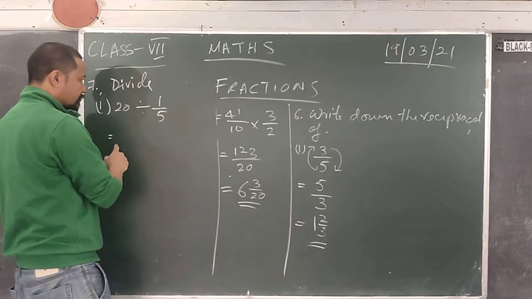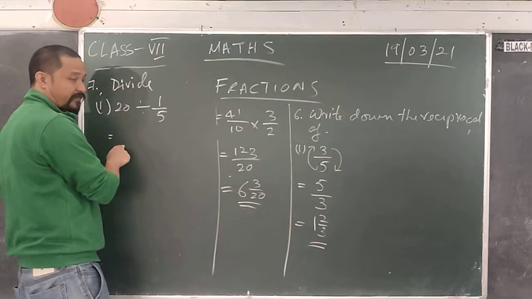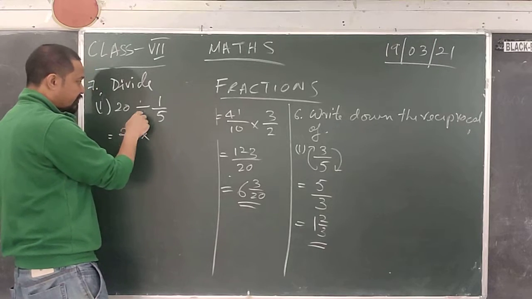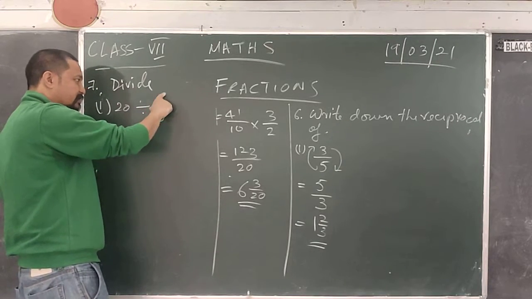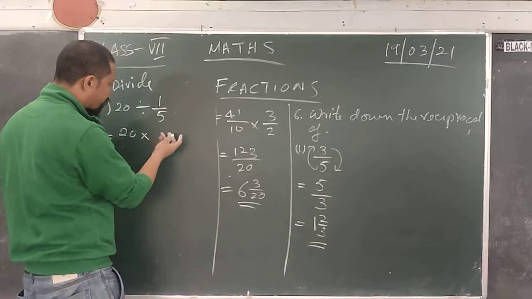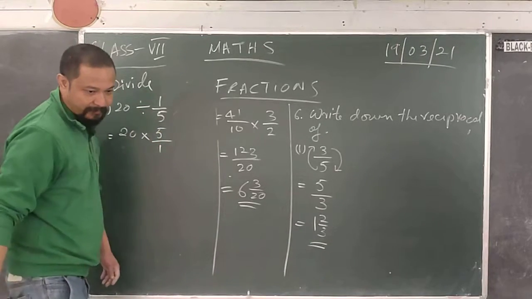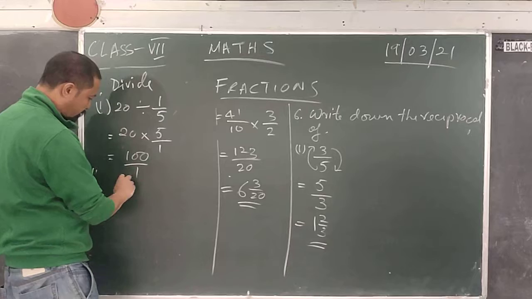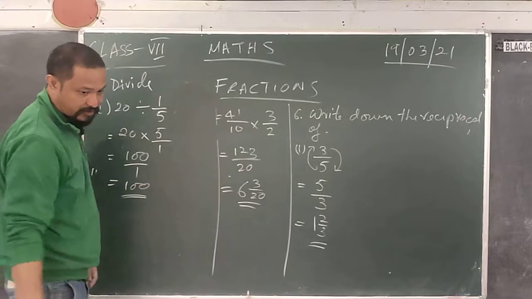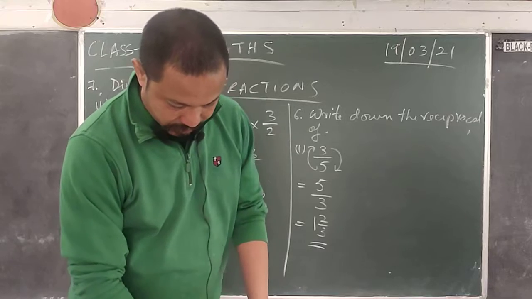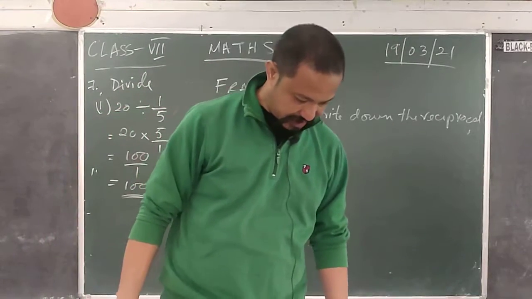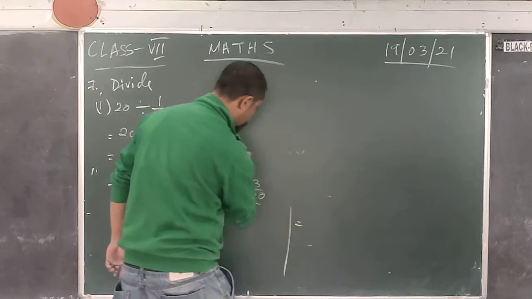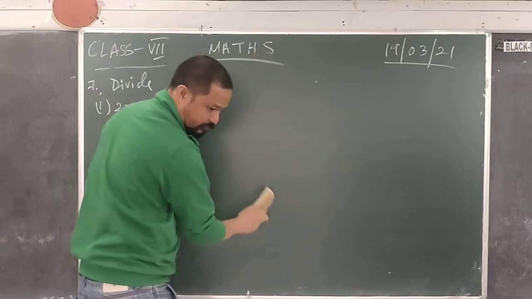Okay, now this actually means 20 upon 1 upon 5, which cannot be done in maths. It's nearly impossible. So what you can do is change the division sign into a multiplication sign. What happens? This turns into a reciprocal. So it becomes 5 upon 1. Okay, so 20 into 5 is 100 upon 1. Here the answer is written as 100. Okay, so you will do question number 3 as homework. Now we move on to question number 8.